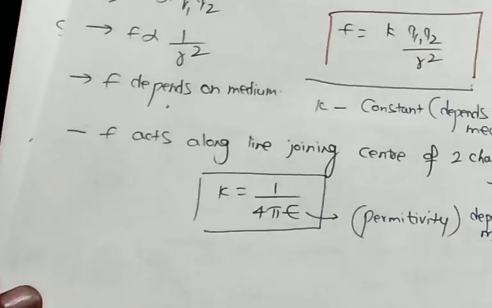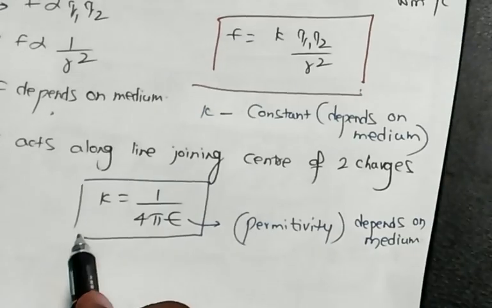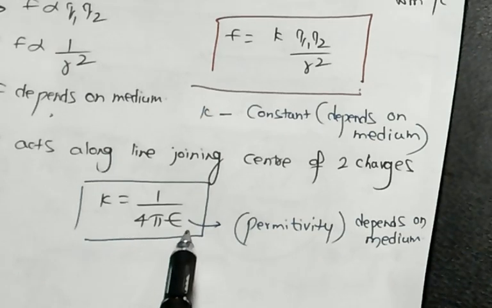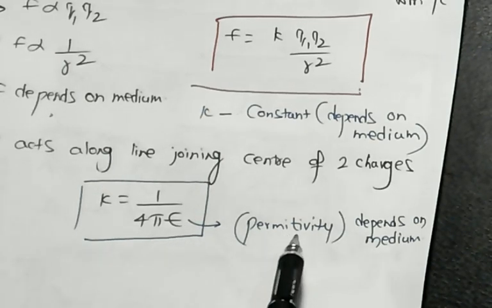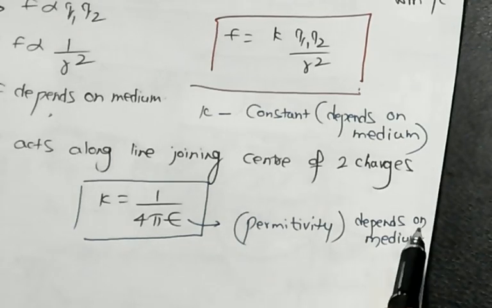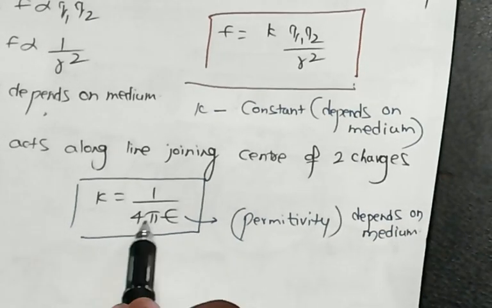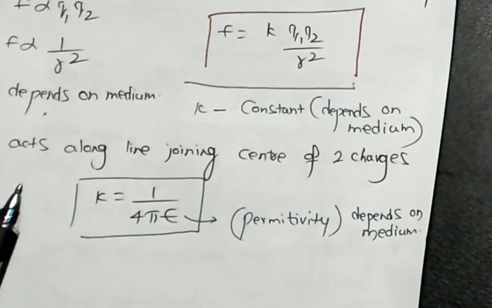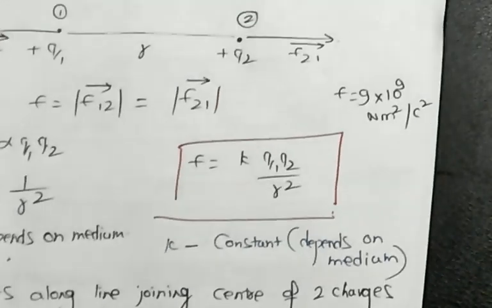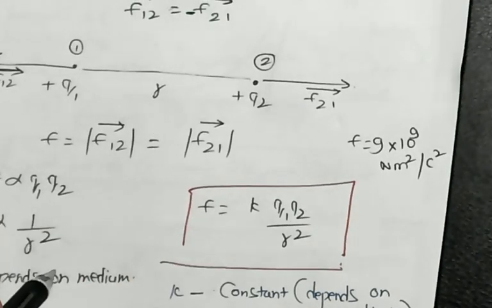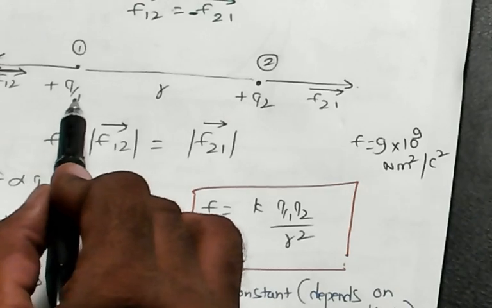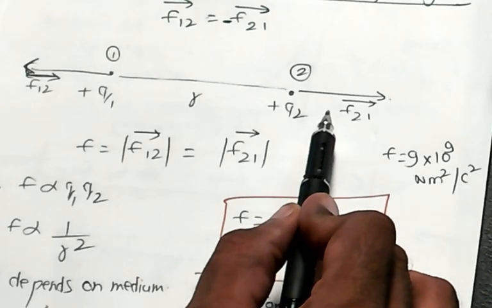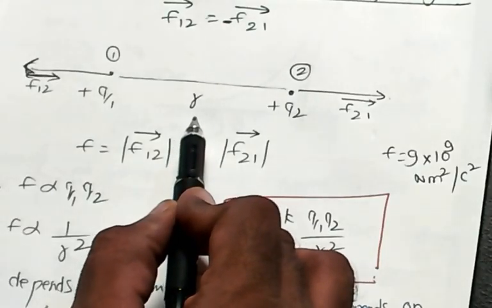Now, what is the value of the K? You should remember K is equal to 1 by 4 pi epsilon. Epsilon को क्या बोलते हैं? Permittivity. It's called permittivity. And it depends upon the medium which is there between Q1 and Q2. So K is equal to 1 by 4 pi epsilon is what you should remember. So this is the Coulomb's law. Very simple law hai. It is defining the force of attraction or repulsion between two charges Q1 and Q2 which are separated by a distance of r.